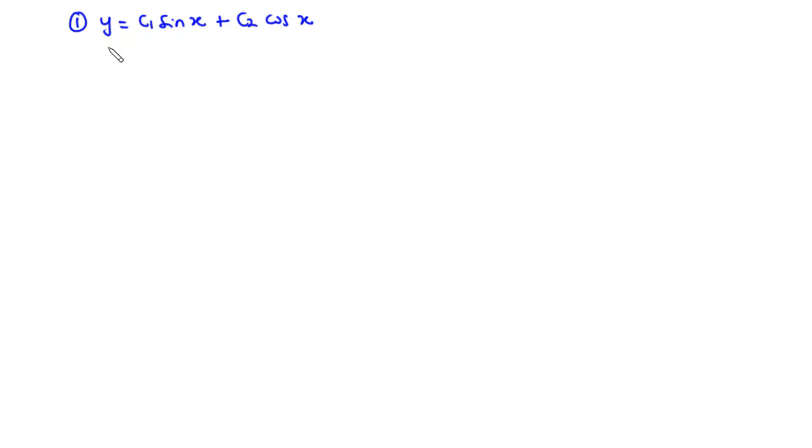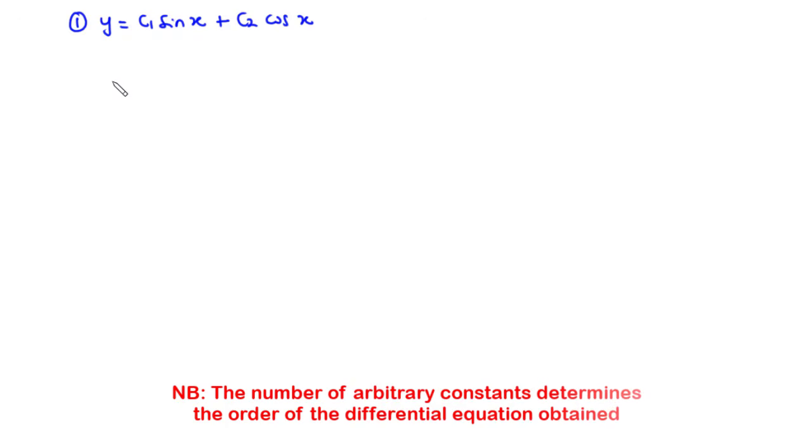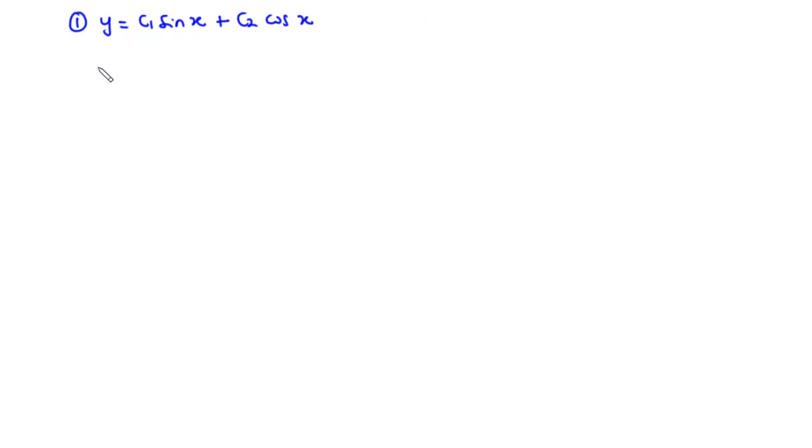Now we want to form a differential equation by removing or eliminating these arbitrary constants. Once we have two arbitrary constants, the differential equation we are going to obtain is a second order differential equation, and hence we are going to differentiate this function two times. So first we have y prime, which is equal to c1 cos x, because c1 is a constant and the derivative of sine x is cos x. Now whenever you differentiate cos x, you have negative sine x, so it becomes negative c2 sine x.